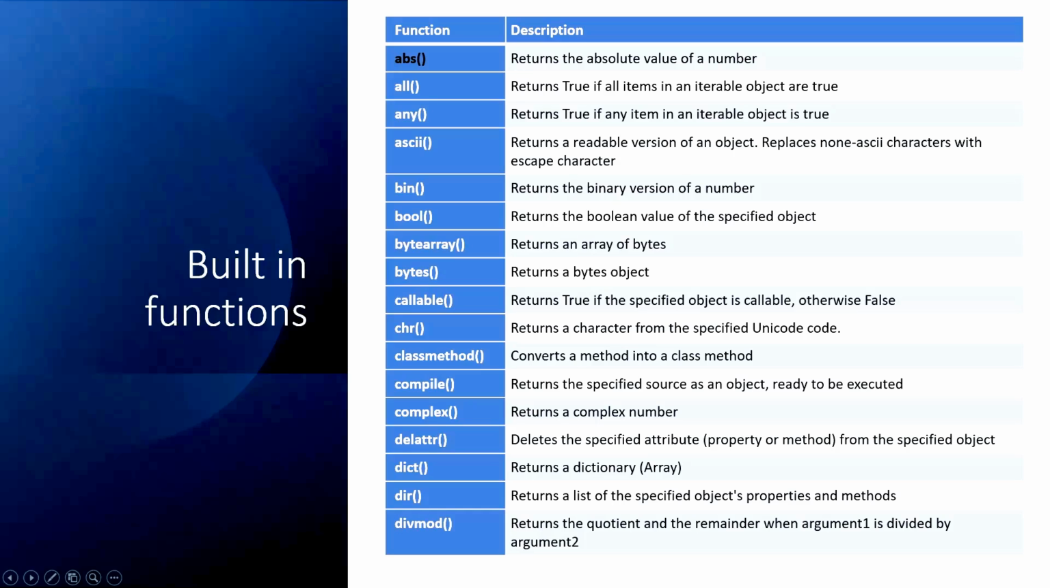So abs is a function that basically returns the absolute value of a number. Bool will return the Boolean value of a specific object. So just pause your video here and go through all of this. There might be some questions from here if you plan to take your certification. You will use some of these functions for sure in your day-to-day programming life. So this is the first list.